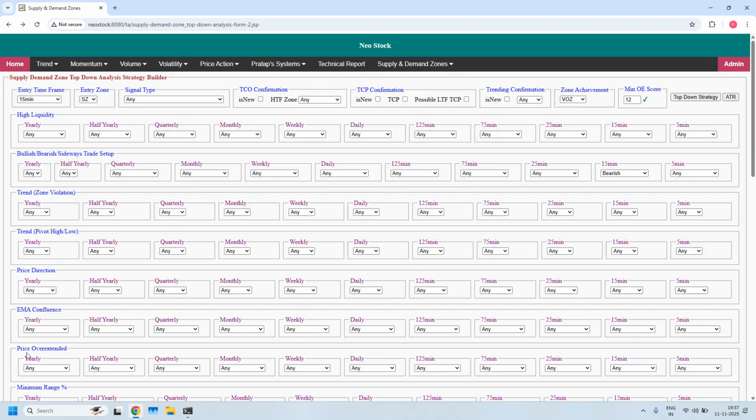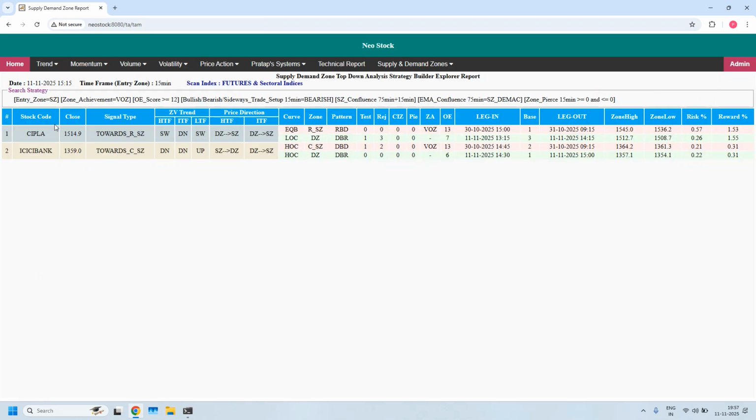Let's apply the second filter in the first strategy. That is 75 minute supply zone with the daily EMA confluence filter enabled. We got 2 stocks. So these two 15 minute supply zones might be having more high probability to get success, provided less than 20 checklist items are satisfied.